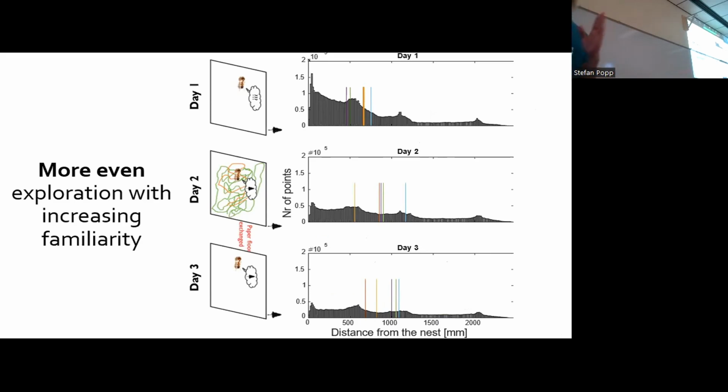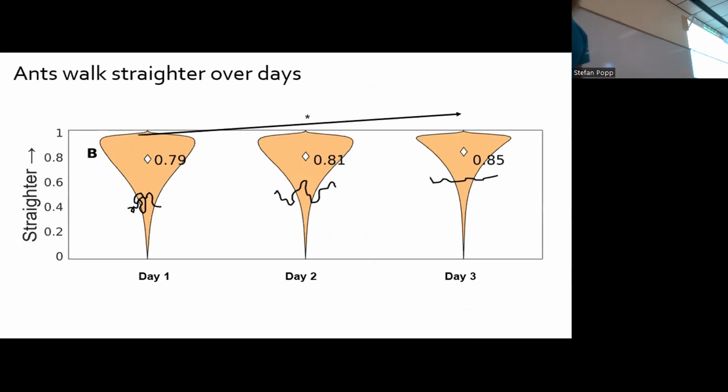So here the colored lines are the medians of each colony of how far away they on average move from the nest. And they are significantly different. So they are moving further away with each day. Ants are also walking straighter with increasing days. The numbers are relatively the same, but we have a lot of data. So these are all highly significant.